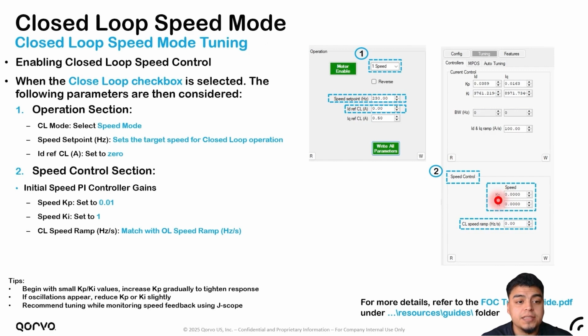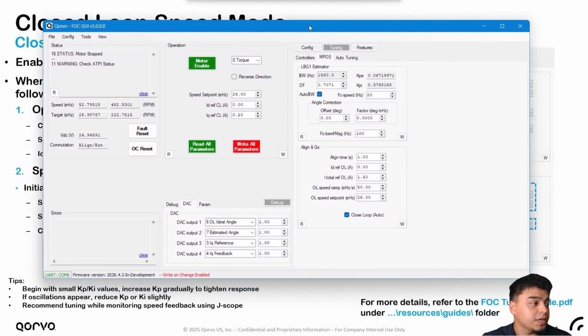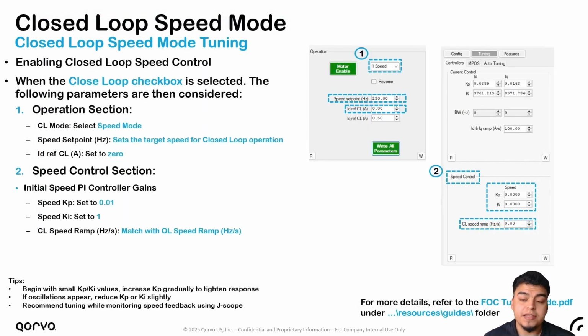Alright, so let's set the speed mode in the GUI. The first thing we need to do is enable the closed loop checkbox. Here is the GUI. Make sure this is selected. Then we will set the closed loop mode to speed mode. For this, you want to make sure to leave ID ref CL at 0 for the tuning process.